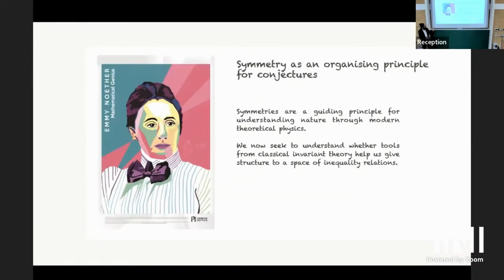So enter my personal hero, Emmy Noether, who did groundbreaking work on classical invariant theory more than 100 years ago, and has had a tremendous impact in developing modern theory. And thanks to her, I could finish a couple of chapters in my thesis, thanks to the technology she developed. So symmetries are indeed a guiding principle for theoretical physics, and we wonder if it can be a guiding principle in generating conjectures of this form.